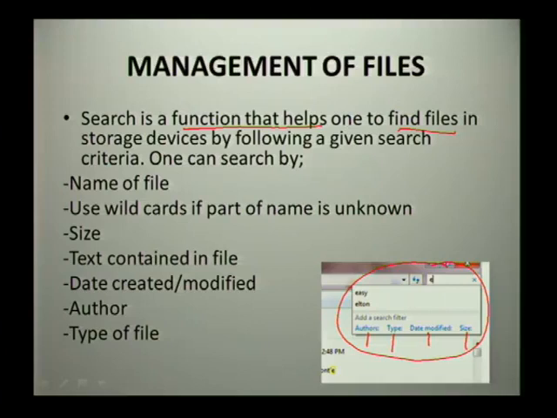Now, how can one search? You can search by the name of the file. You can use wildcards if only part of the name is known or is unknown. And then you can search by the size. You can search by the text contained in the file, the date when the file was created or modified, the author, as well as the type of file. These are some of the other functions that you need to understand in order to manage your documents properly.